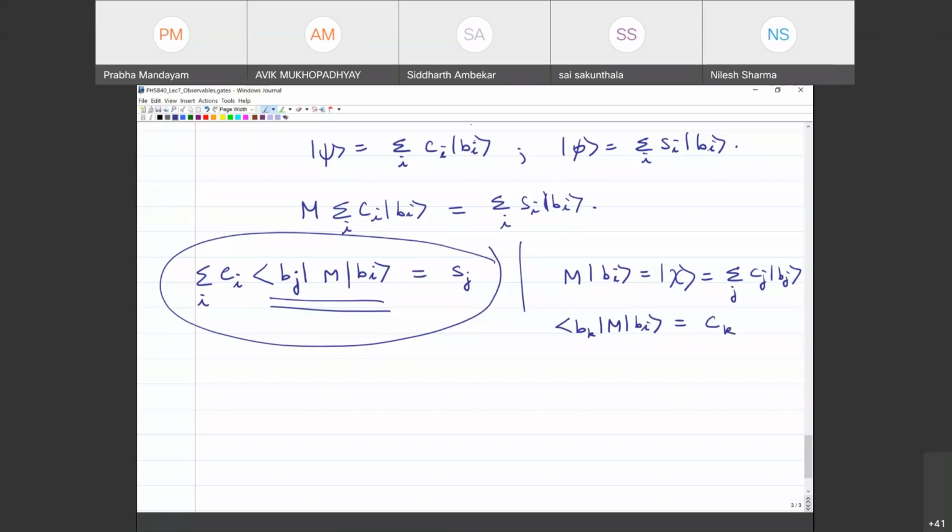Did I get that right? No, why M, when M is applied on Bi, if it is the basis, you will get the eigenvalue.